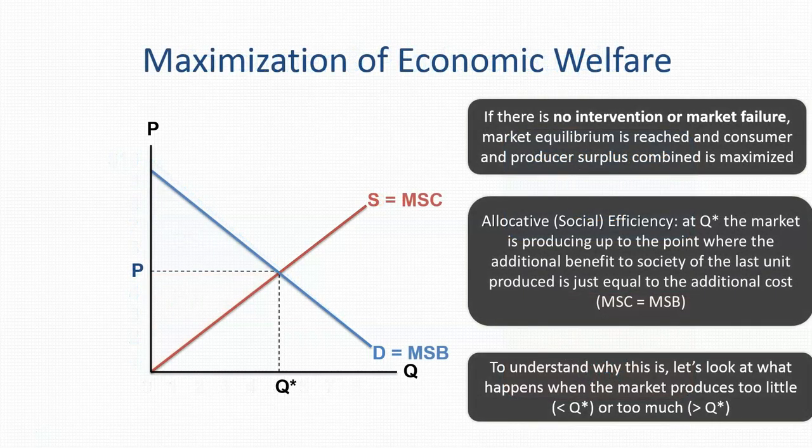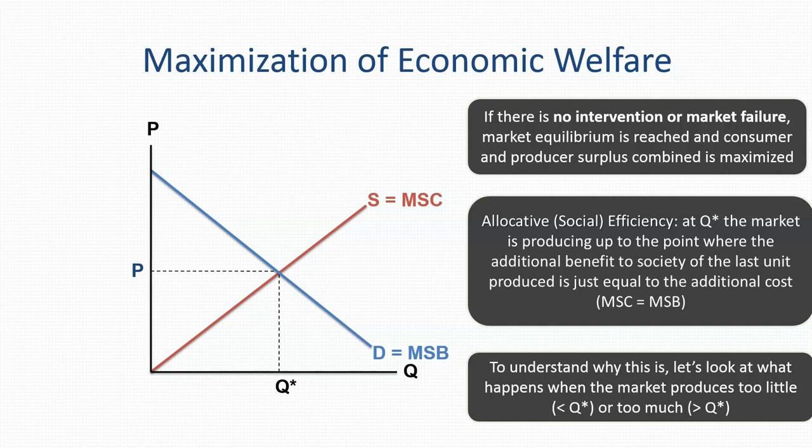Now, once again, the argument we're making out of neoclassical theory is that if there's no intervention in the market and there's no market failure, if we just let the market do what it does, then the market equilibrium, the price and quantity in equilibrium here, is going to be such that consumer and producer surplus as a whole, or total economic surplus or welfare, is maximized. This is what we call allocative efficiency.